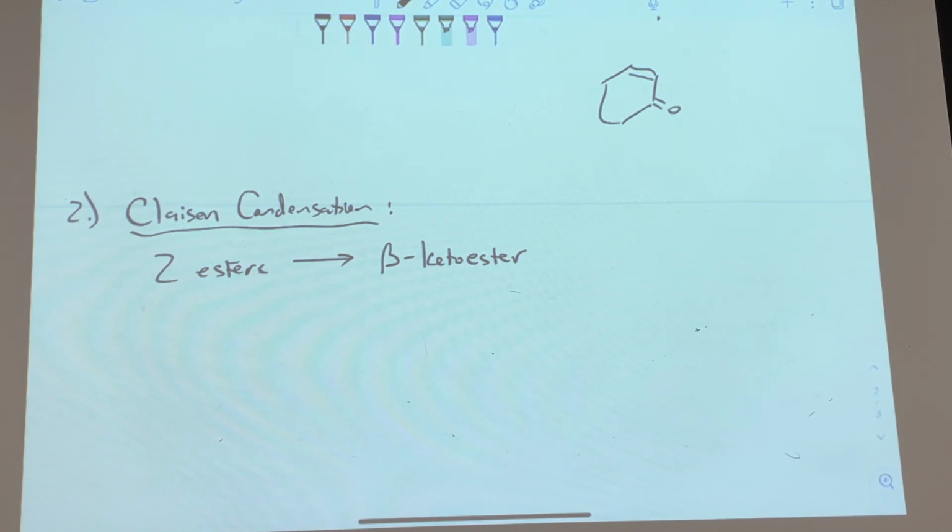So, I'll show you just a really simple case, and then we'll talk about some of the specifics here. So if you imagine just a very simple ester, I'm going to take that and combine it with the base sodium methoxide.